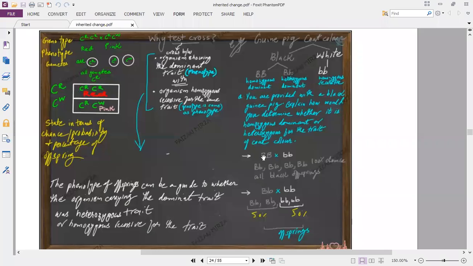If you cross this black guinea pig with the white guinea pig and 100% of the offspring are black, that means the organism in question was homozygous dominant, BB. But if 50% black and 50% white are produced, that means the organism with the dominant black coat was actually a carrier and had a recessive allele for white coat color as well, but that was masked by the presence of the dominant allele B.